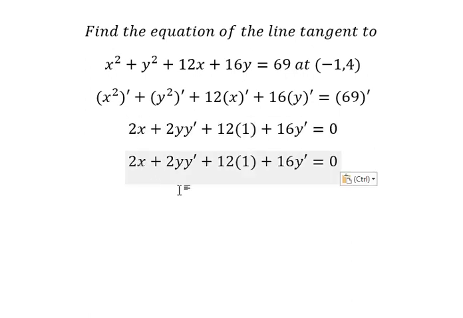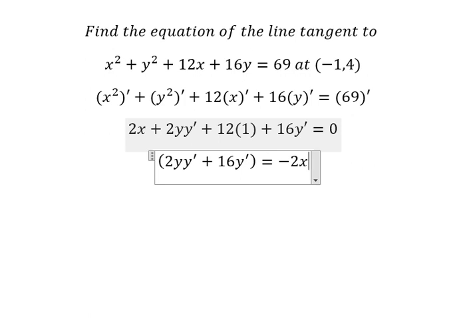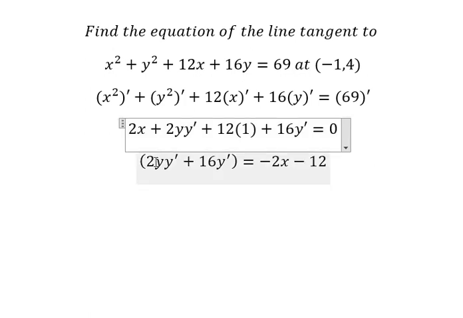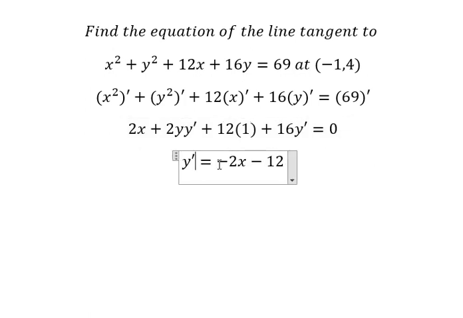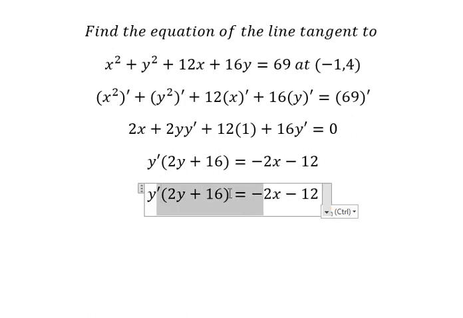I need to put 2x and number 12 go to the right, and the first derivative of y we can do factorization, and now we have like this. Next, we divide both sides by 2y plus 16.